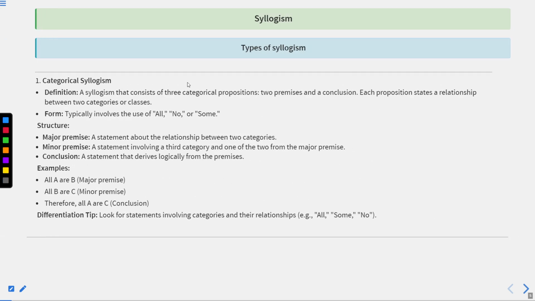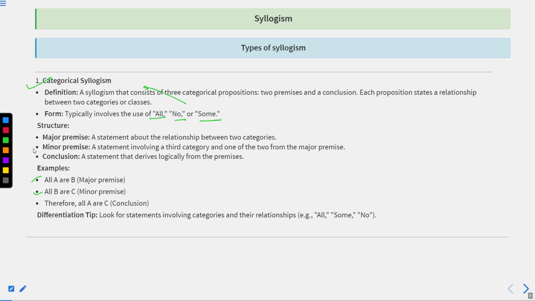So the first syllogism that we studied was categorical syllogism, in which we studied that a statement where the words all, no, or some are found will be considered a categorical syllogism. The structure is the major premise, the minor premise, and then the conclusion follows. So all A are B, this is the major premise; then all B are C, this is the minor premise; and therefore all A are C, this is the conclusion.